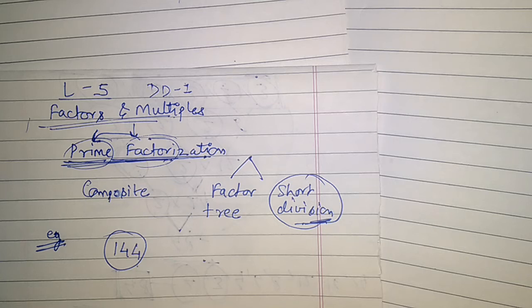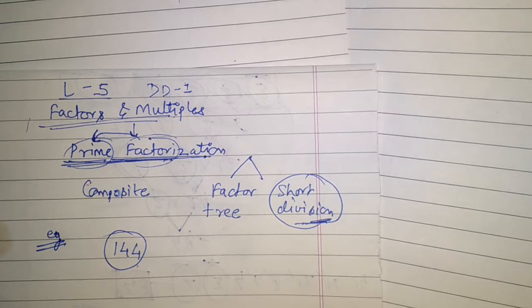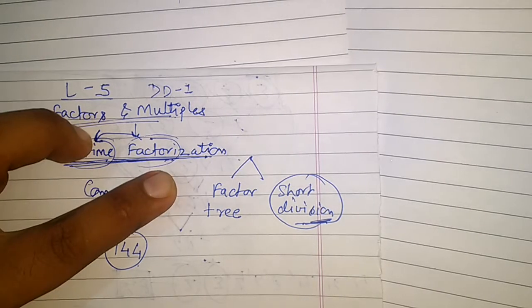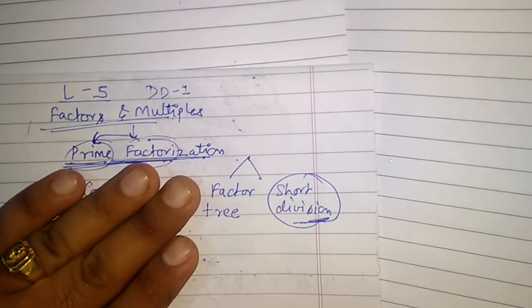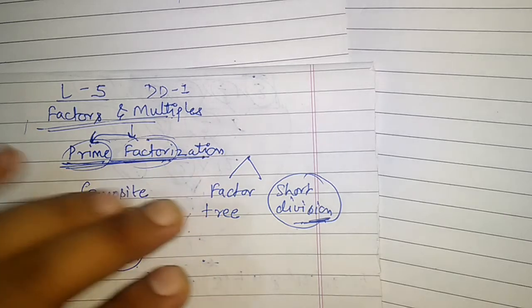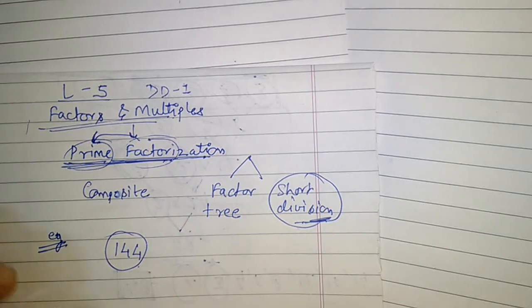Today from chapter number 5, factors and multiples, we will do the topic prime factorization. As the name suggests, prime factorization means prime and factor. A composite number can be expressed as the product of its prime factors. The process by which it is taken out is known as the prime factorization method or prime factorization process.